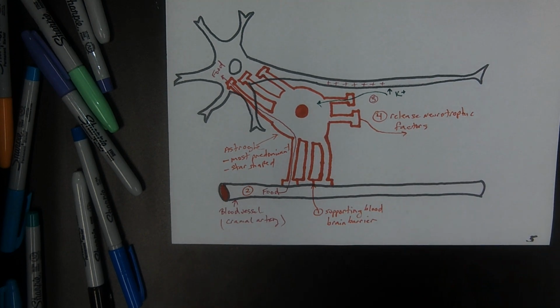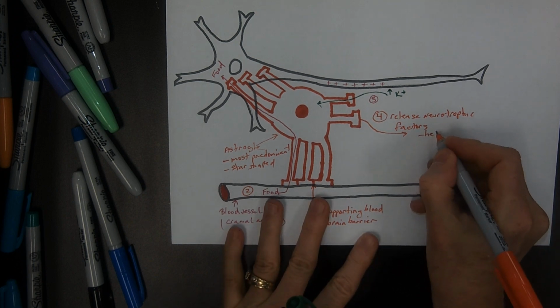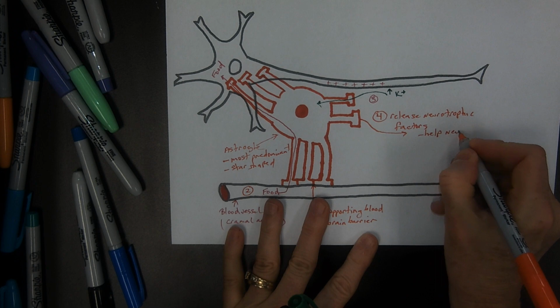Releasing neurotrophic factors. Does anyone know what a neurotrophic factor does? Any thoughts? These are factors, or if you want to think about chemicals, they're chemicals released by the astrocyte that are going to help guide neuronal growth.